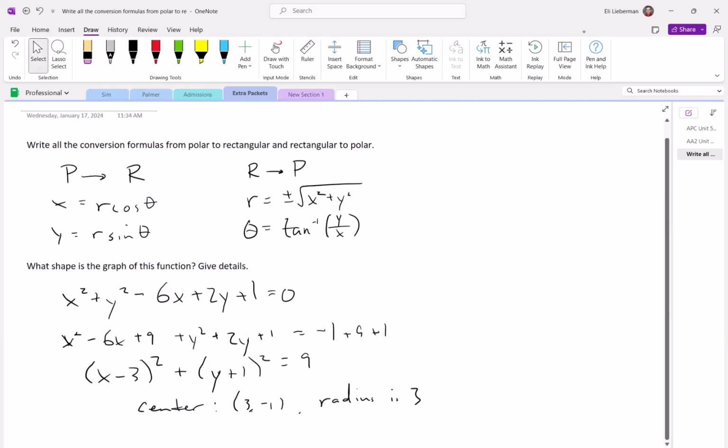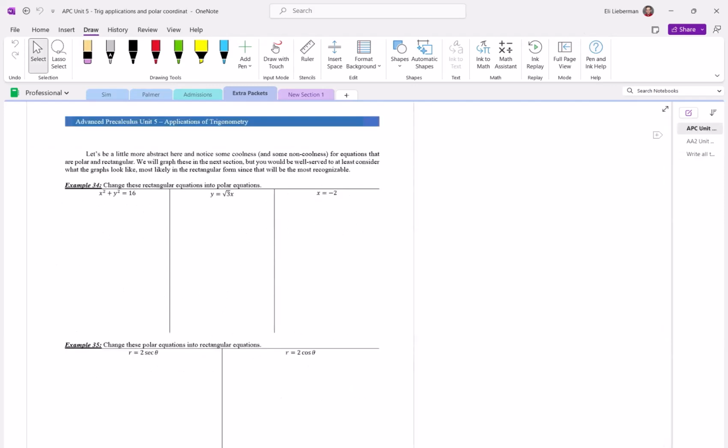Okay, moving on. These are some of the essential skills that you will need for today's lesson. So let's get right into it. The packet. Last time we talked about converting polar coordinates to rectangular coordinates and vice versa. This time we're talking about rectangular equations to polar equations.